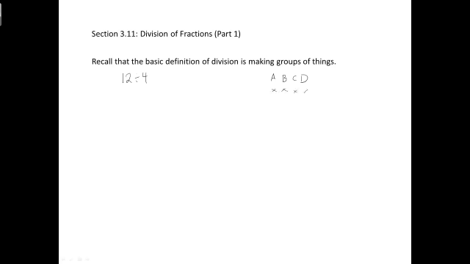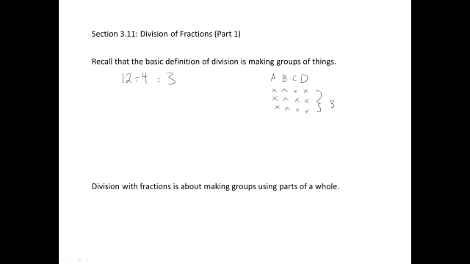1, 2, 3, 4, 5, 6, 7, 8, 9, 10, 11, 12. And we've made 3 groupings. So 12 divided by 4 is 3. Division with fractions is about making groups using parts of a whole. That means that instead of drawing x's to represent whole items, we will be drawing pictures that use parts of a whole, so wedges.